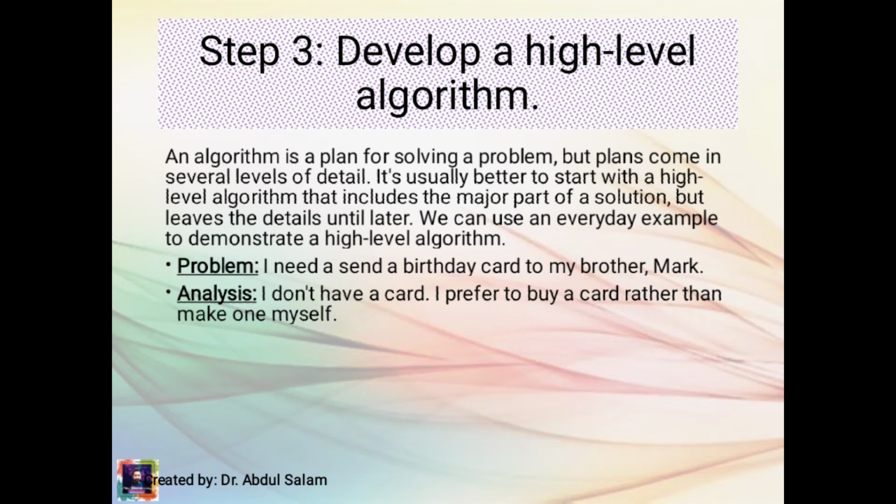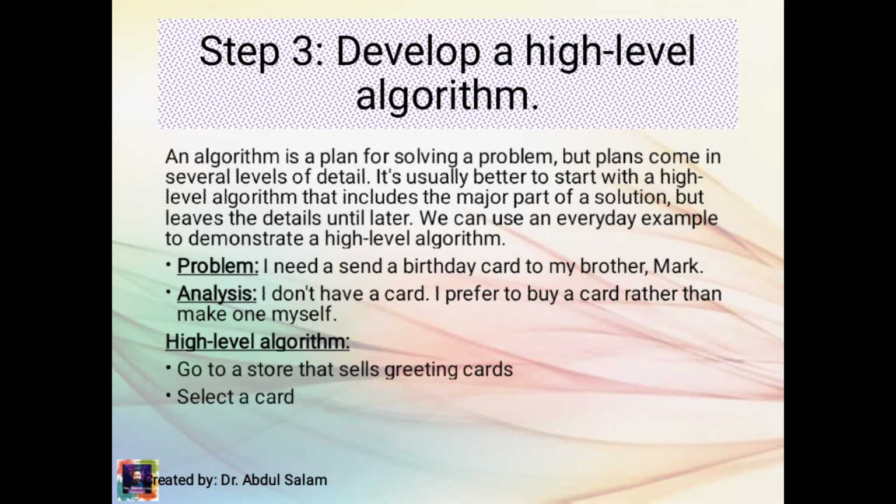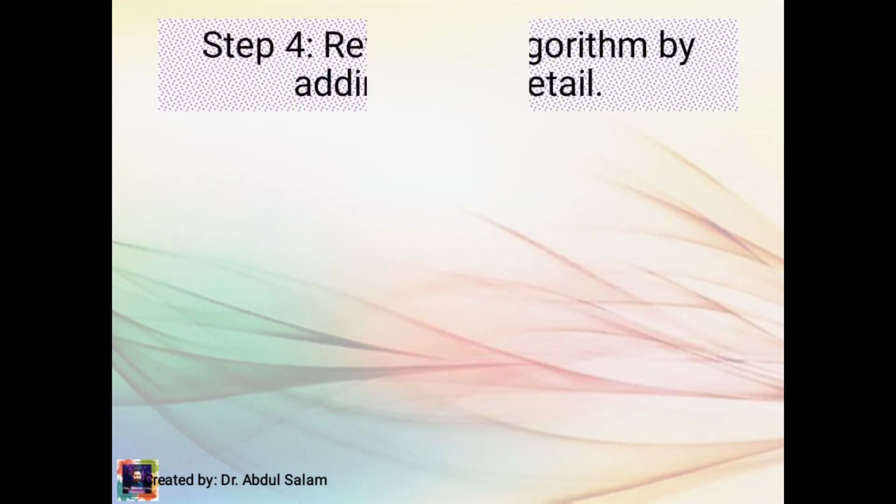For example, the problem is I need to send a birthday card to my brother, Mark. Analysis: I don't have a card. I prefer to buy a card rather than make one myself. Then a high level algorithm is to go to a store that sells greeting cards, then select a card, purchase a card, mail the card.